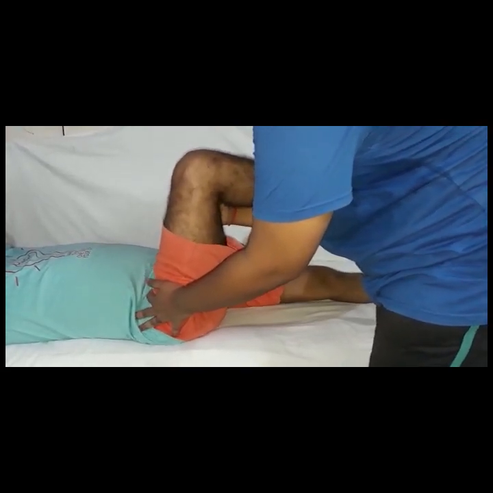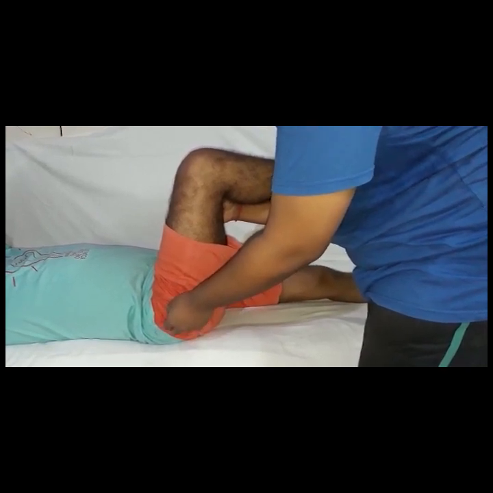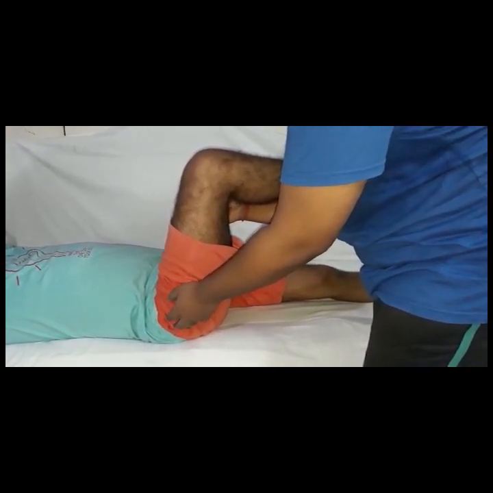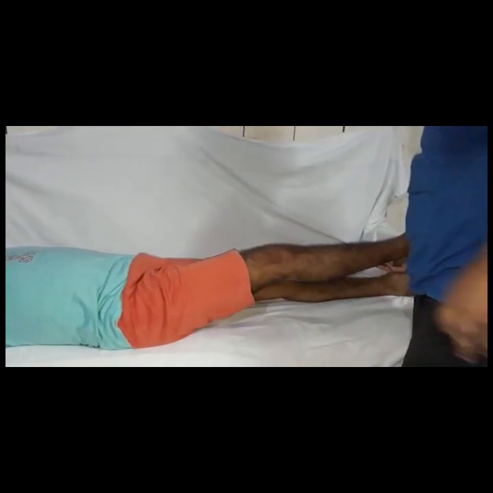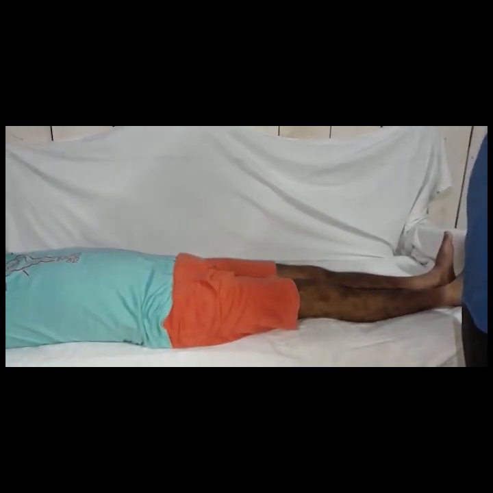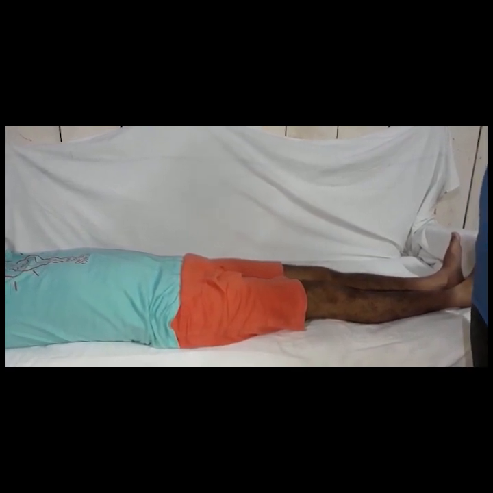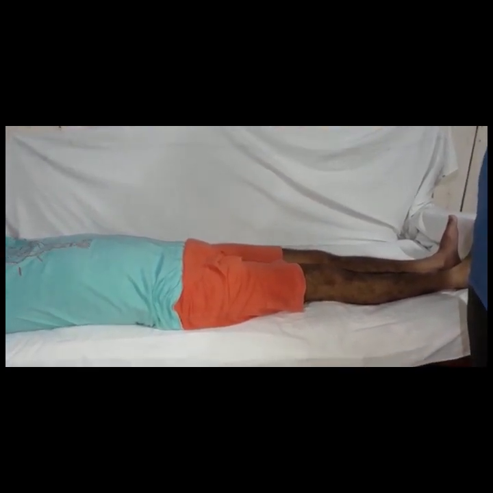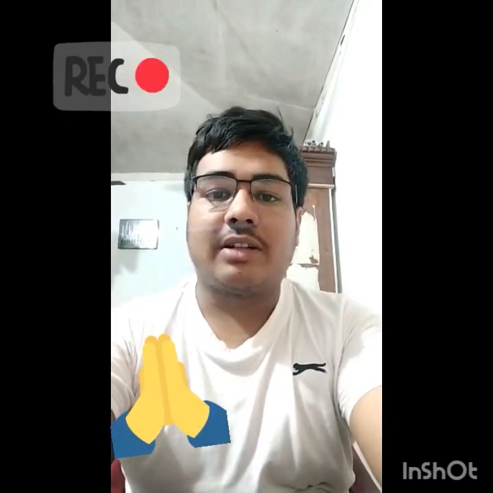Along with this, we have to feel if the greater trochanter is moving or not. If it is moving, then the telescopy test is positive. It means the hip joint is not stable. A positive telescopy means that the femoral head is out of the acetabulum or there is a fracture in the neck of the femur. That's all for the tests related to limb length discrepancy.